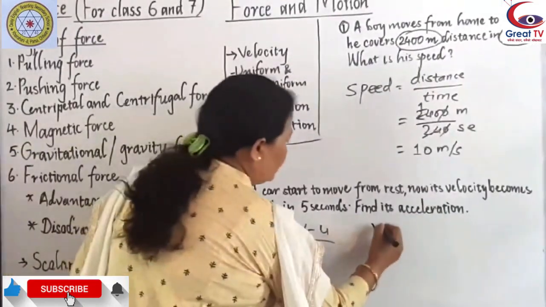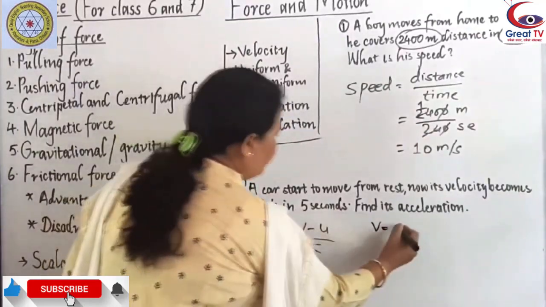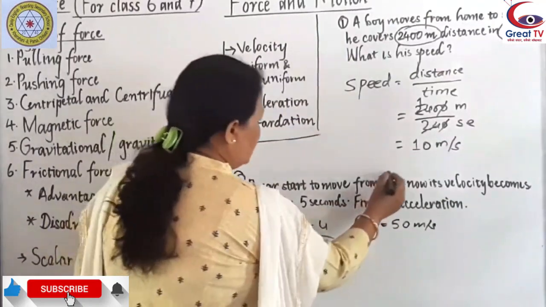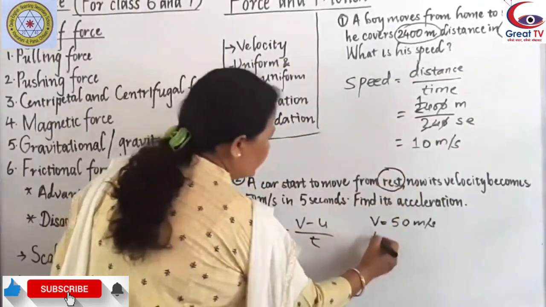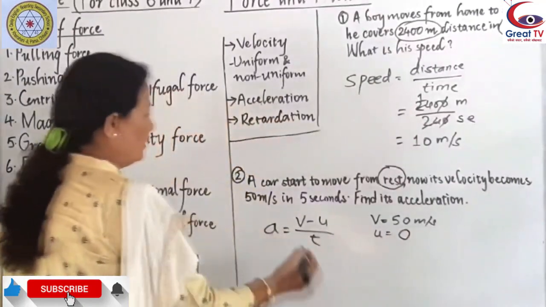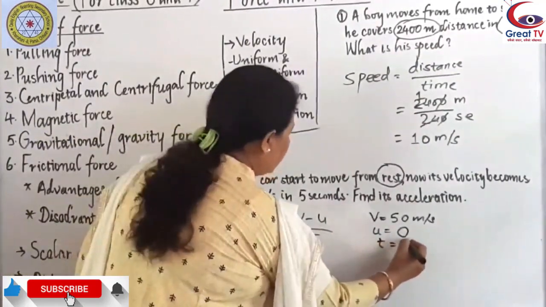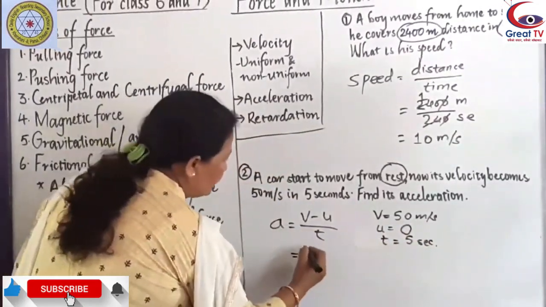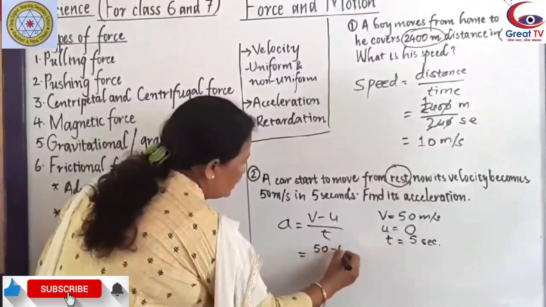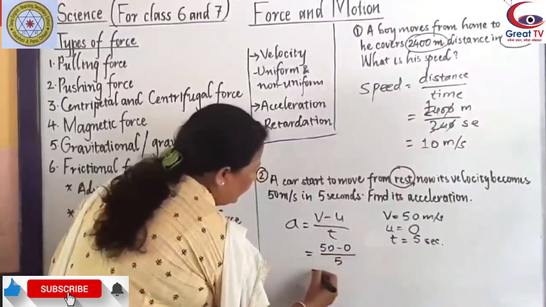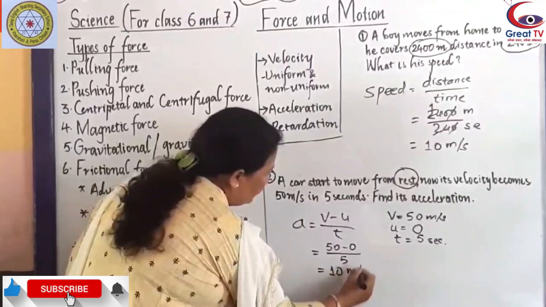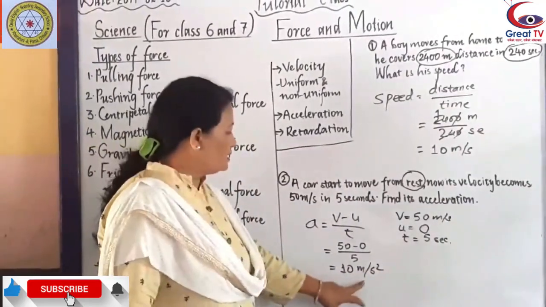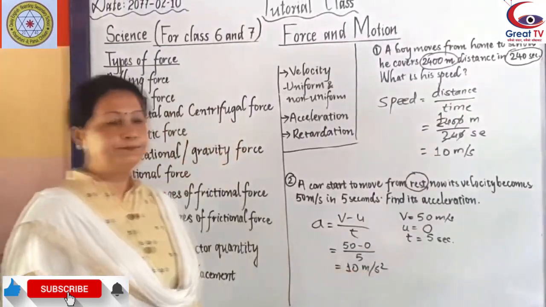Final velocity is equal to 50 meter per second. And it starts to move from rest, so its initial velocity becomes 0. And the time taken by the car is 5 seconds. So the acceleration of the car is 50 minus 0 divided by 5. That means 10 meter per second square. The acceleration of the car is 10 meter per second square.